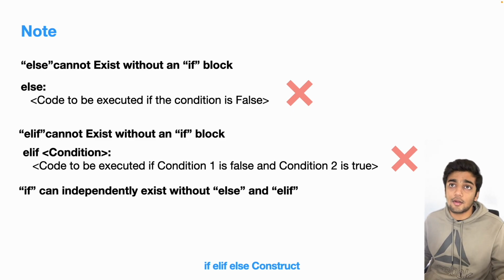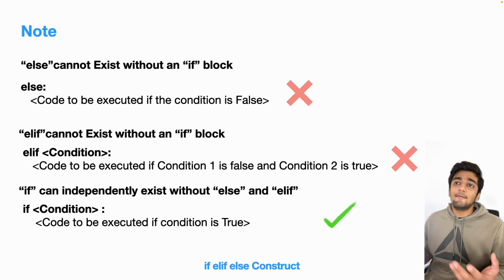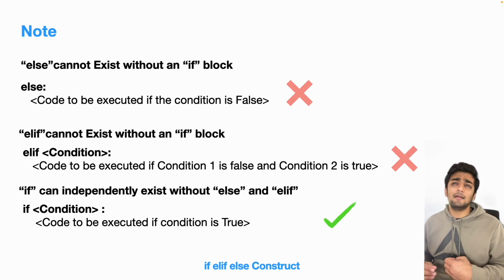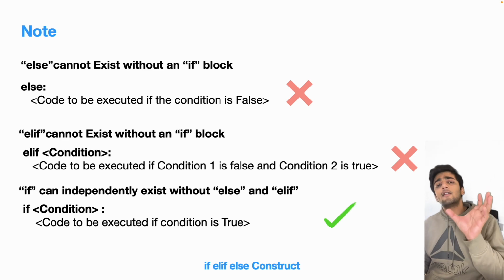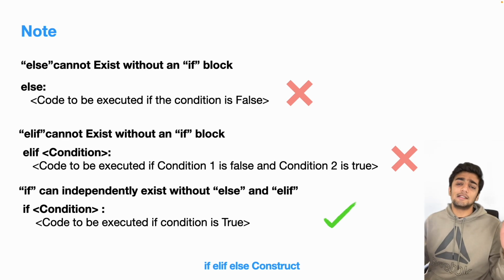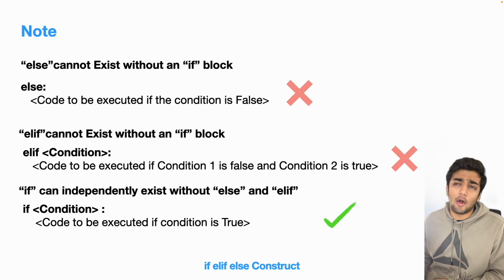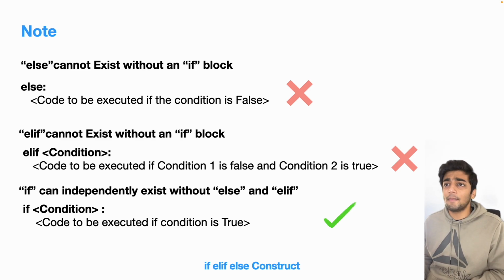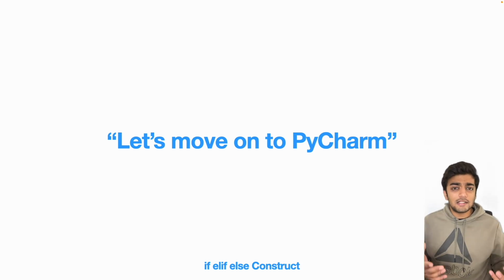And finally, an if block can exist independently. This basically means that you could just have if some kind of a condition and then some code that is executed if the condition is true. It does not need the else or the elif block, and we'll actually be using a bunch of these ahead in our course when we're doing our projects, so hang on for that. And that was pretty much it for the theory of if, elif, and else.